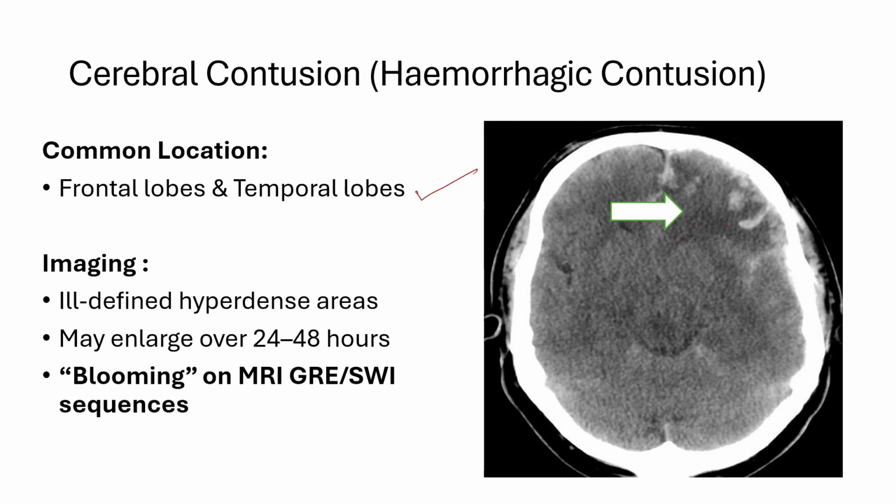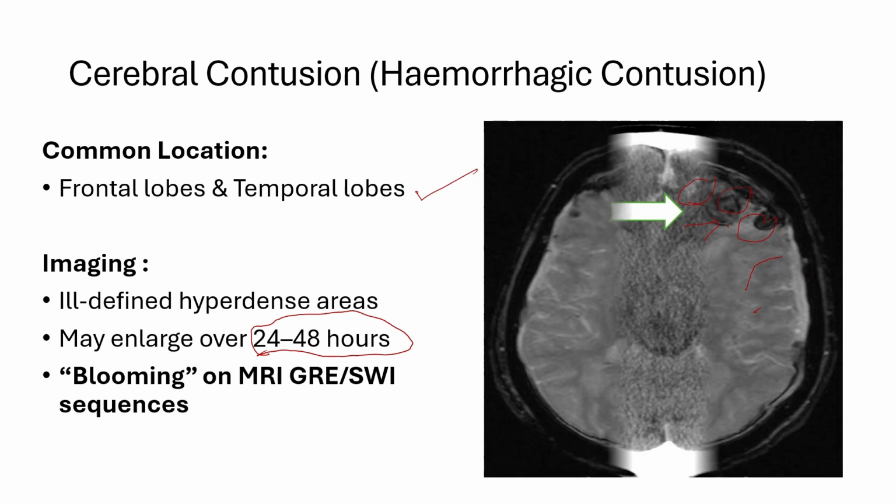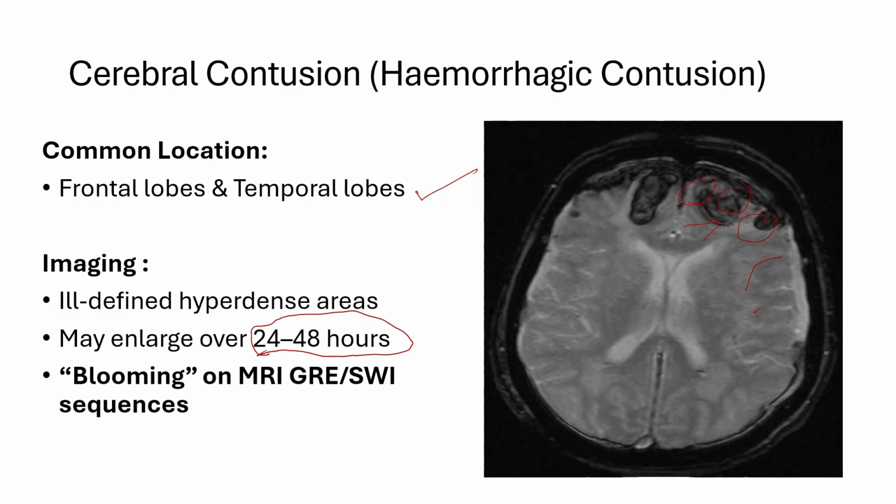So these hypodense areas are the edema, and these ill-defined areas are the contusion, and it is often associated with subarachnoid hemorrhage. As we can see here, these are the subarachnoid hemorrhage, and they may enlarge in 24 to 48 hours. This is also important for the MCQ purpose. Blooming can be seen in the GRE sequence of MRI. So these blooming areas show the hemorrhagic contusion.